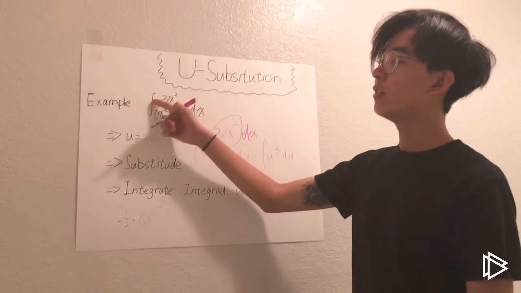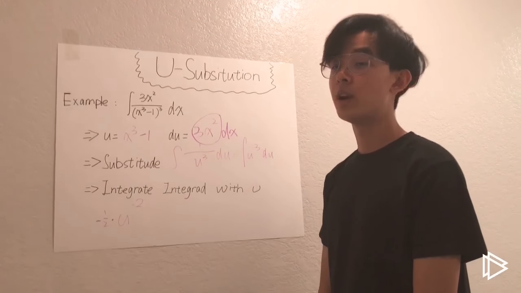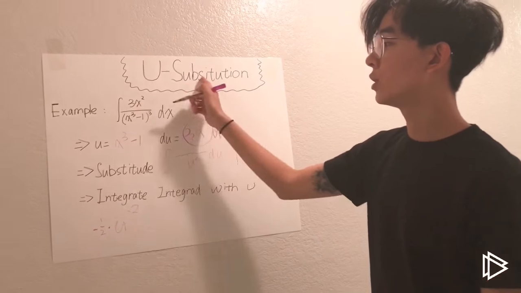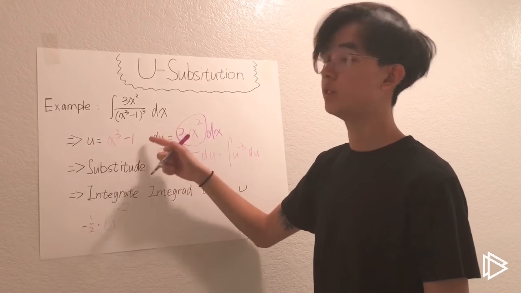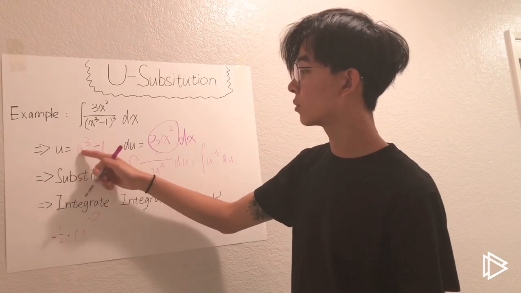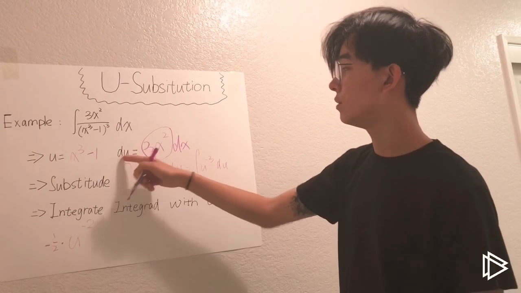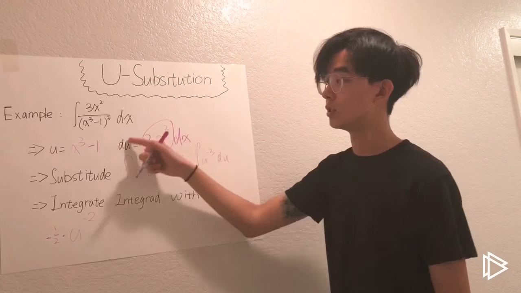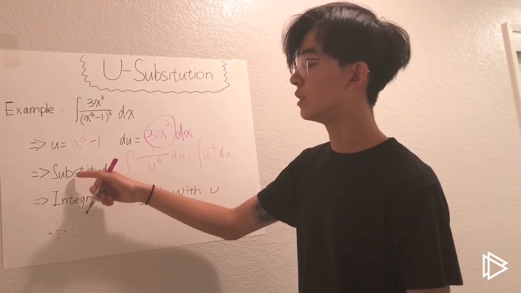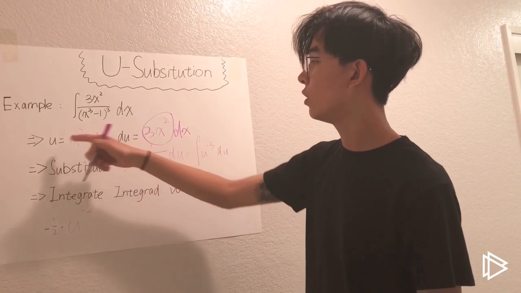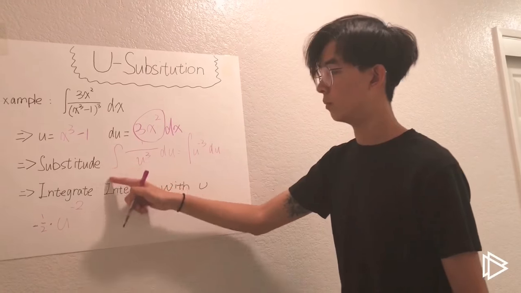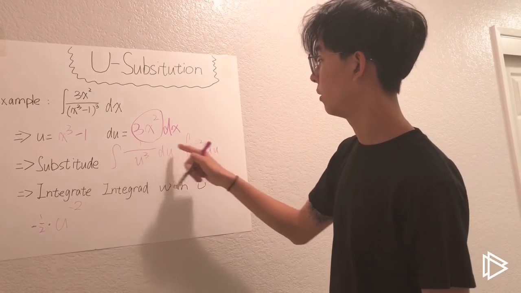If the integral is too complicated for us to find the answer, we can use u substitution to figure it out. The first step of u substitution is to find what u is and what du is. In this example, u is x cubed minus 1 and du is 3x squared dx. Basically, we just find the derivative of u. The second step is to substitute u and du into your integrand. So we just substitute it.